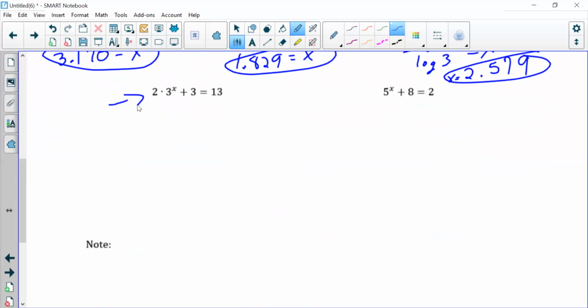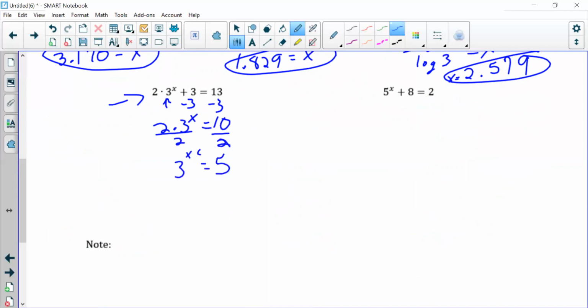Let's look at one more problem here. All right, because this is the most complicated one we have on here. So we need to get the exponential piece by itself. So first we're going to subtract 3. So 2 times 3 to the x power equals 10. And I need to divide both sides by 2. So that gives me 3 to the x power equals 5.